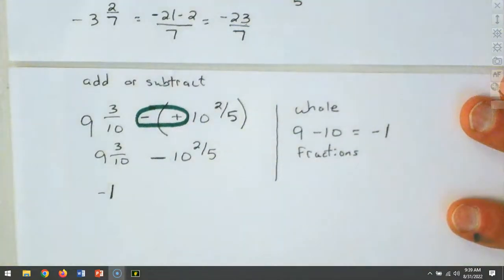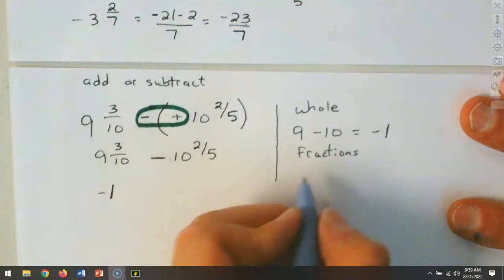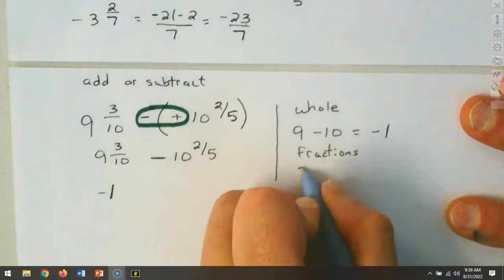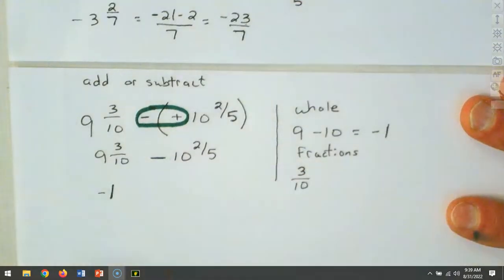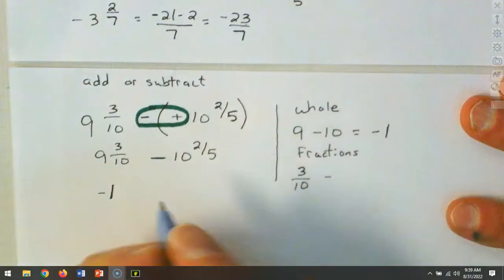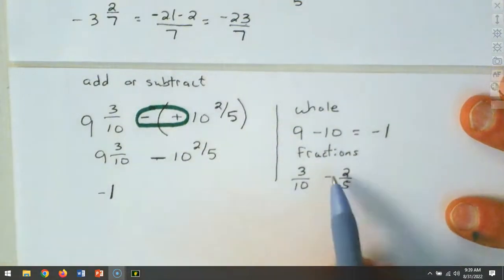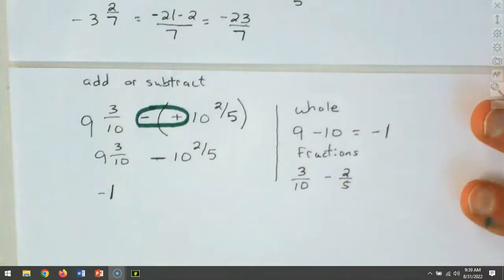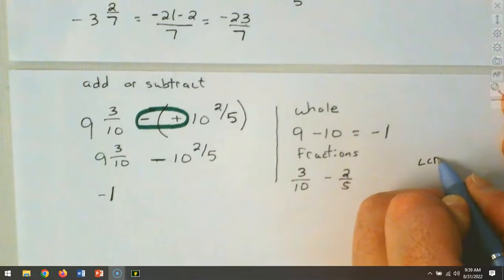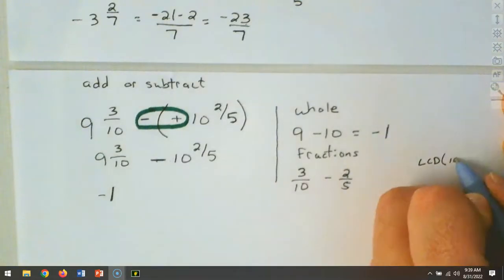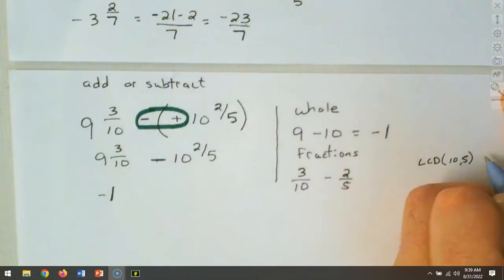For the fractions, watch your signs here, we have 3/10 minus 2/5. The signs go together, so that negative goes with the fraction as well. We need to put these together, so the least common denominator of 10 and 5 would be what? 10.